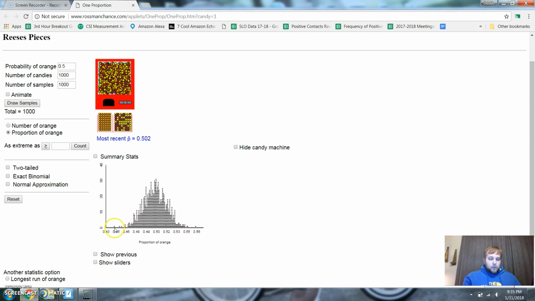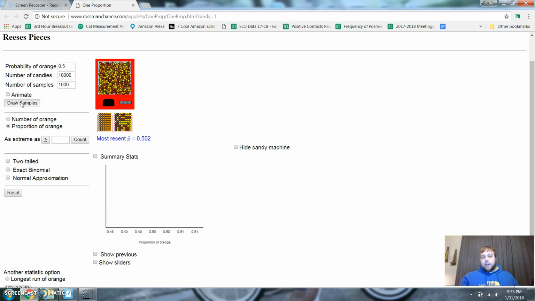Notice the spread is a lot smaller. This one goes from like 44 to 55. Notice the spread. The center is going to be the same, roughly normal, but the spread is just different, right? And as we just keep going up, if I open up a bag of 10,000 candies, and I did this 1,000 times, I don't know. Are you guys kind of understanding what's going on here?